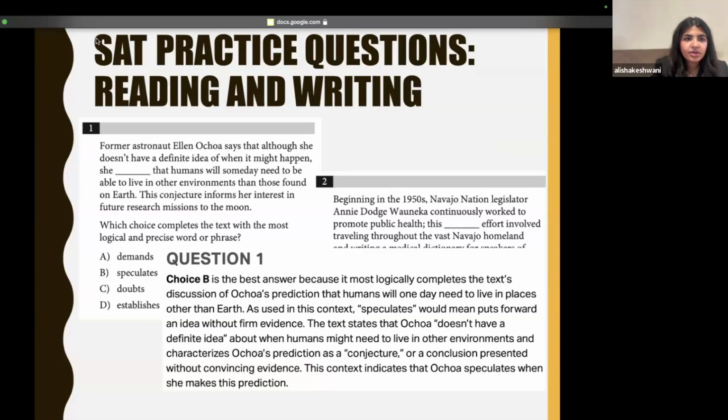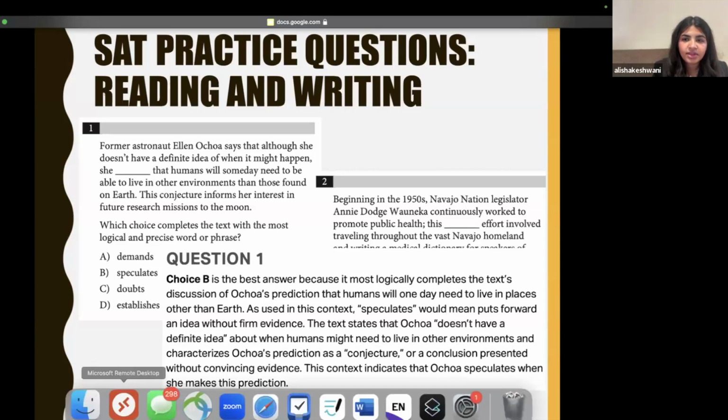So we'll see here. B says speculates. If we read that sentence, we'll say the former astronaut Ellen says that although she doesn't have a definite idea of when it might happen, she speculates, which means she thinks, based on an educated guess, that humans will need to be able to live in other environments than those found on the Earth.